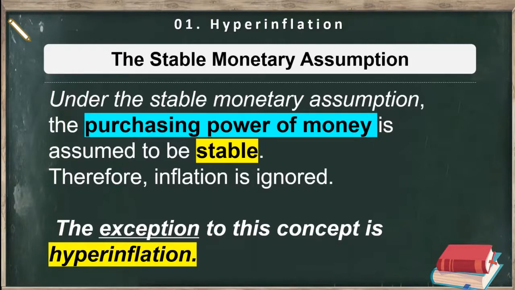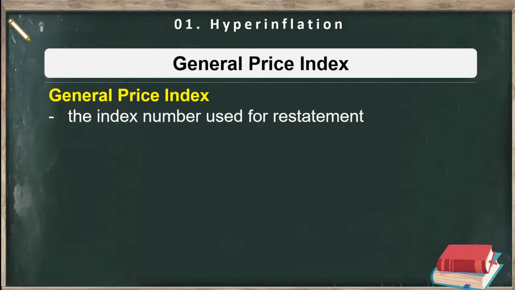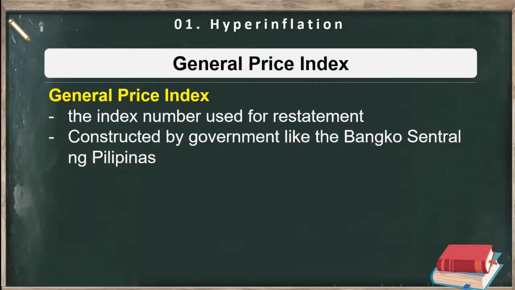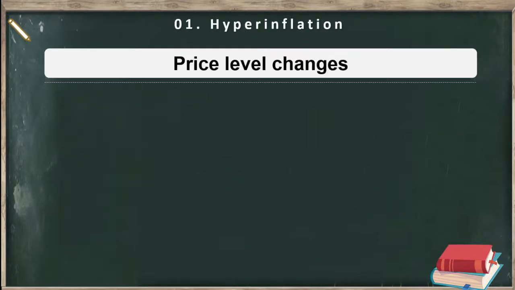If it's just ordinary or usual inflation, we no longer need to adjust the amounts in the financial statements. But if there is hyperinflation, that would be a different case. We also have this term general price index. This is the index number that is used for restating the financial statements if there is a hyperinflationary economy. It is constructed by the government, like the Bangko Sentral ng Pilipinas. It is designed to show how much the overall level of prices in the economy has changed over time.